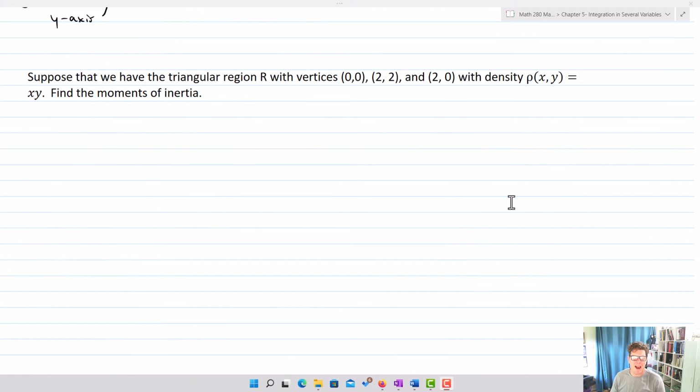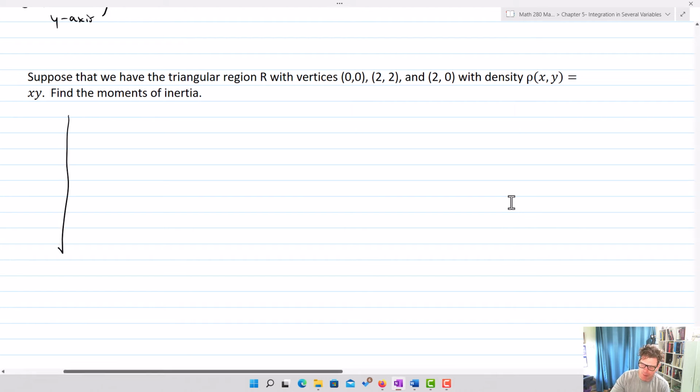Let's imagine we have a triangular region R with vertices (0,0), (2,2), and (2,0), and a density function rho of x,y equals xy, like we had before. Let's set up our moments of inertia. I'm going to draw my picture, since I like to draw things. We've got (2,2), (2,0), and (0,0). There's our triangular region.